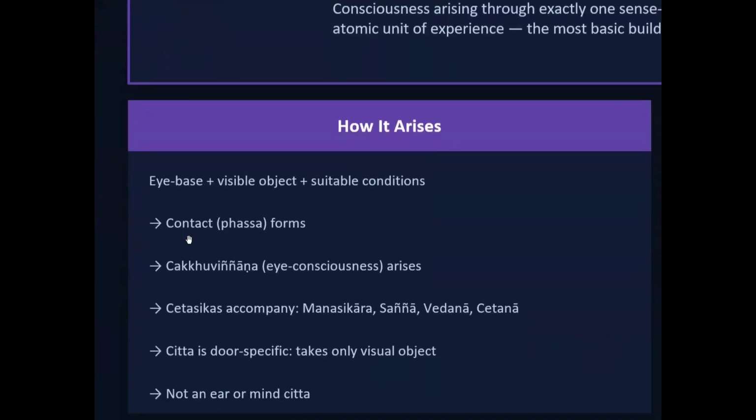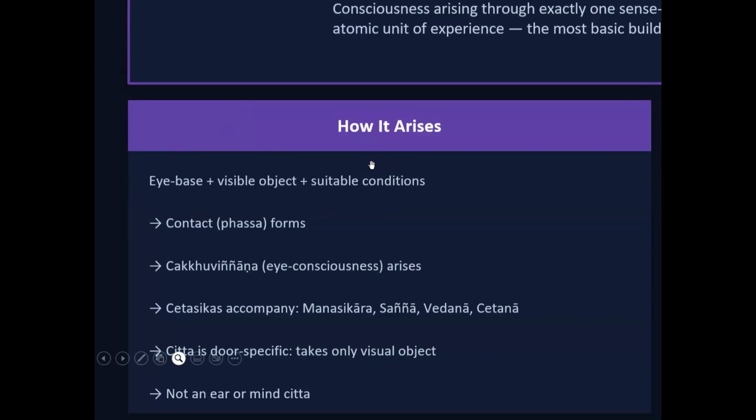How it arises. Example, eye base, the visible object, and suitable condition. Suitable condition means you have your eye base and the object, but you also need to have light, okay? If you are in the dark, you can't see.